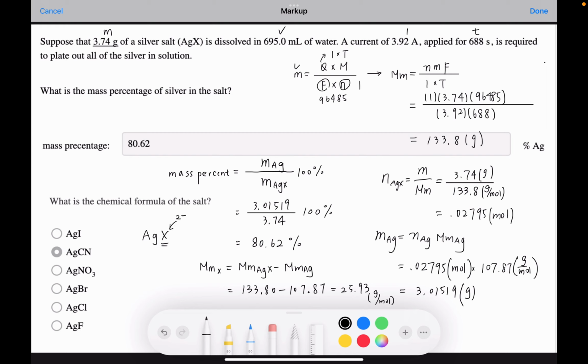Which is 25.93. So what we're going to do is see which addition of each molar mass will be closest to 25.93. And in the end, after calculation and after visiting the periodic table, we know that the combination of C and N will be the closest to 25.93. So we know that the answer is AgCN.